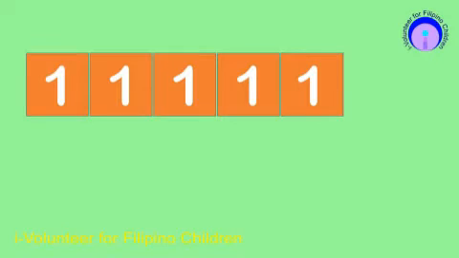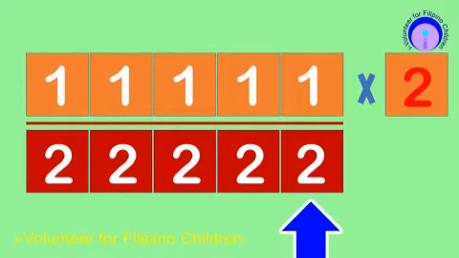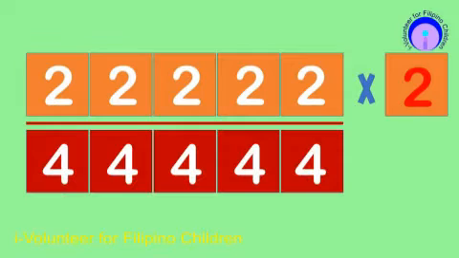For example, 11,111 times 2. The answer is 22,222. Diba? Ang dali lang, class. How about 22,222 times 2? Just double the digits. Mula kaliwa, papuntang kanan, the answer is 44,444. Diba? Ang dali lang.